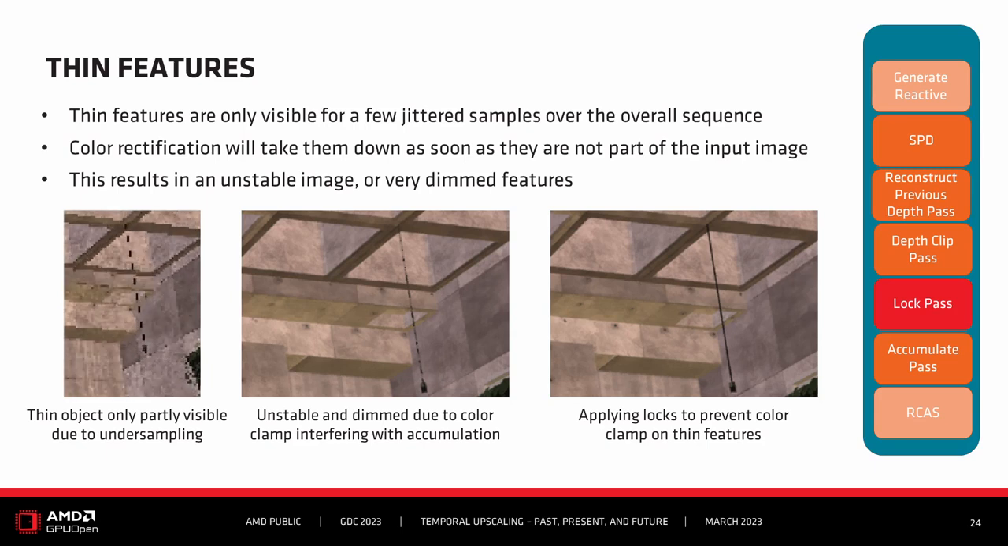As a result, the color rectification might decide this feature seems out of place and will tune down the influence of the history, resulting in a dimmed down and temporarily unstable feature. And we don't want that. So basically what we want to do next is to lock pixels belonging to those thin features. So color rectification is not applied to those. So the thin feature will appear strong and stable as seen in the rightmost image here.